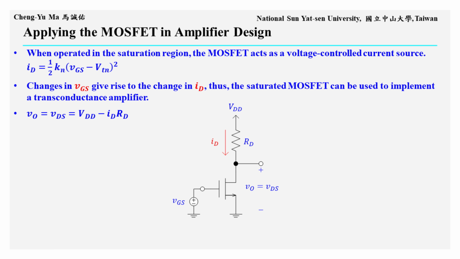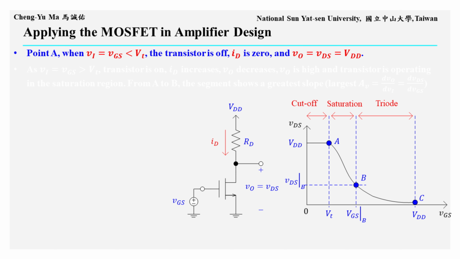This means the current is controlled by the gate-to-source voltage, so the MOSFET behaves as a voltage-controlled current source. When VGS increases, ID also increases. As a result, the output voltage VO, which is equal to VDS and also equal to VDD minus ID times RD, decreases.